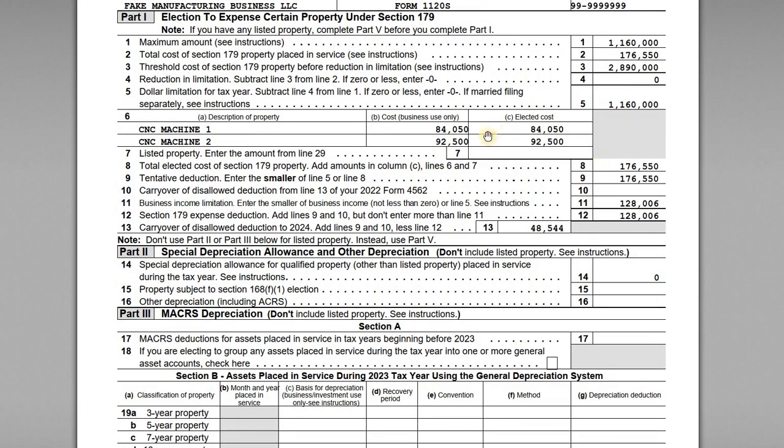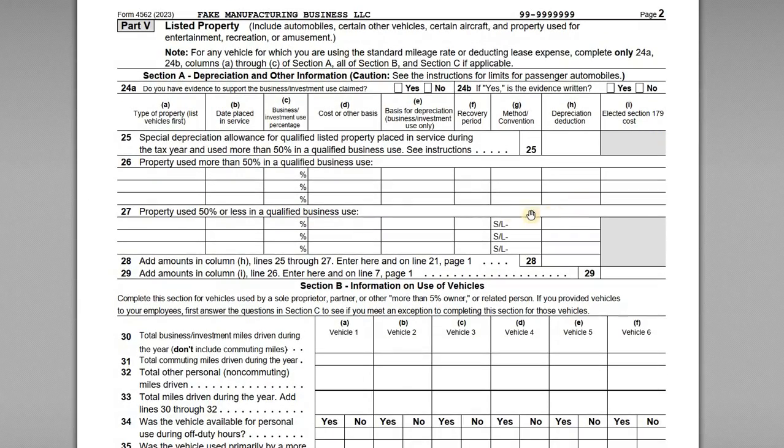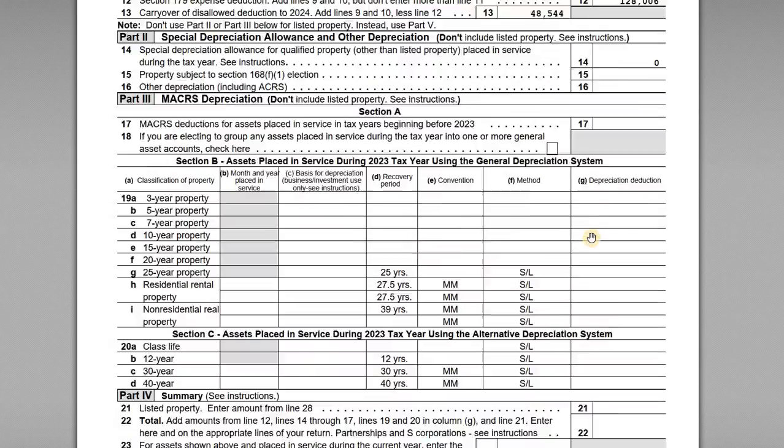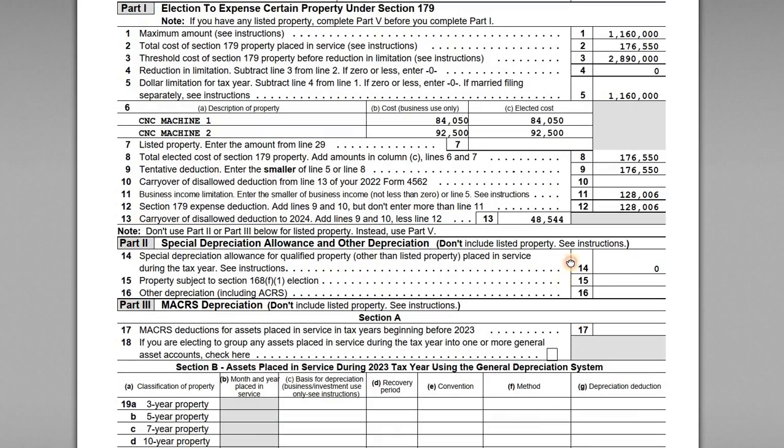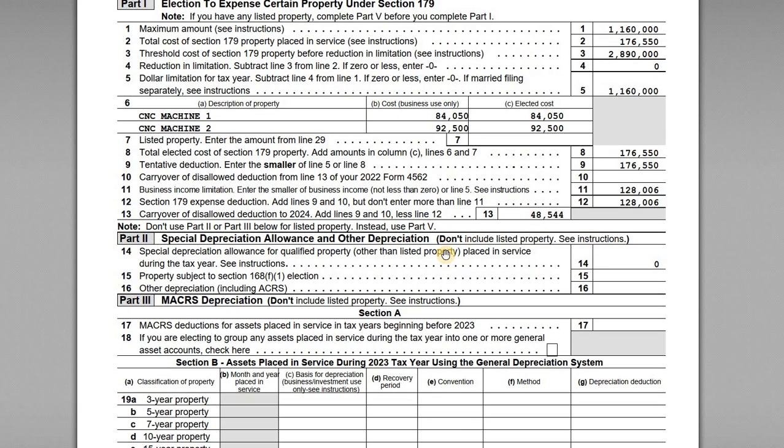So the listed property line item, line 7, that's coming through from page 2. So listed property are automobiles, other vehicles. They have to be separately reported in their own section here. You can't just report them up on page 2 on line 6. And so if you had any listed property that you were claiming 179 for, that amount reported in line 29 would ultimately flow through up here to line 7. So in our case, we've just got these 2 assets, so no issues there.